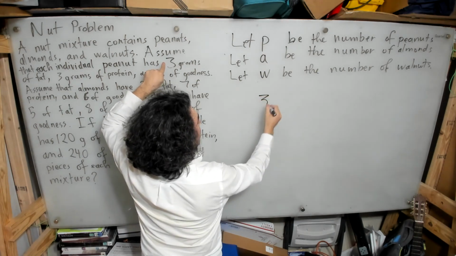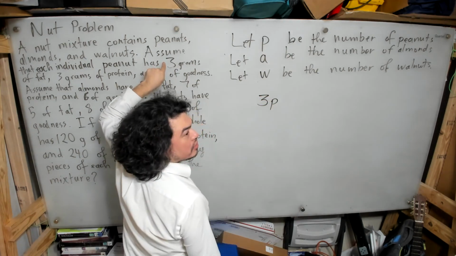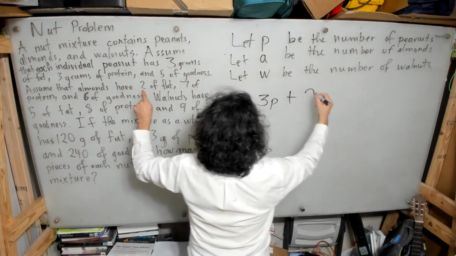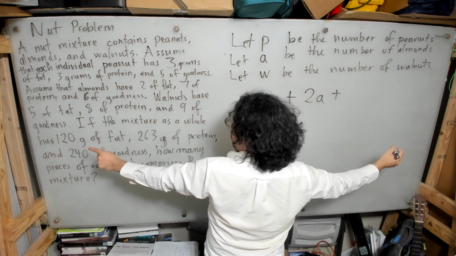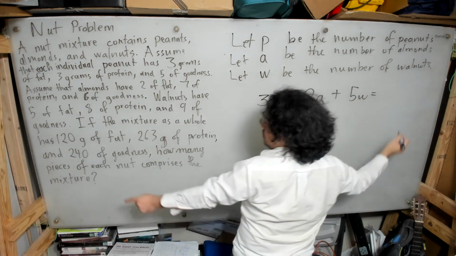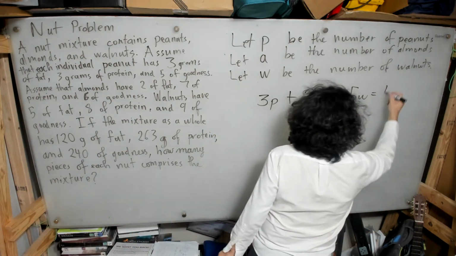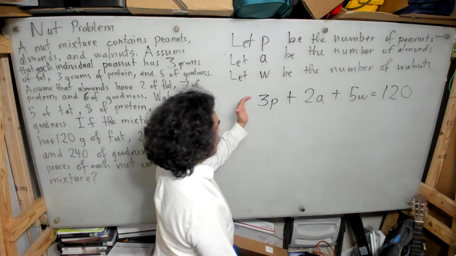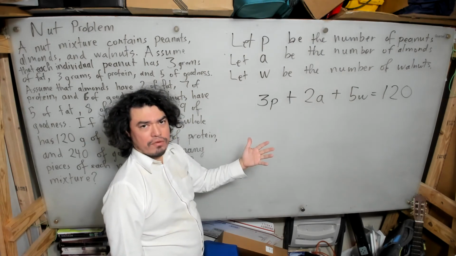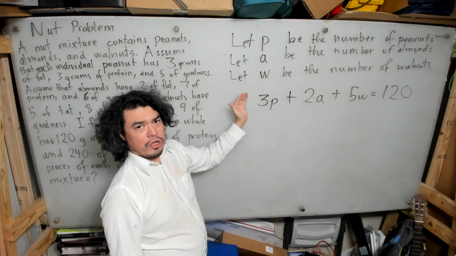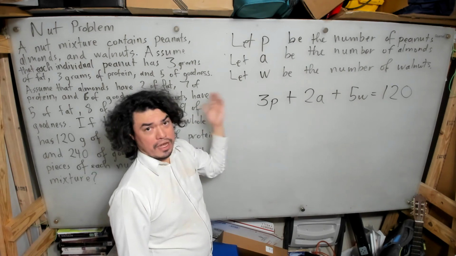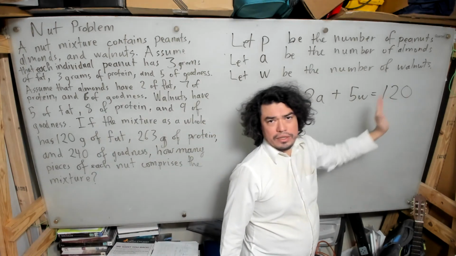So I can say 3 times P, 3 times the number of peanuts, plus 2 times the number of almonds, plus 5 times the number of walnuts, will give us 120 grams in total. So you see, this is our first equation of our system. And this equation, as you already can tell from our discussion, represents the constraint on these numbers of peanuts, almonds, and walnuts that comes to us from the fact that the mixture has 120 grams of fat. So we can think of this as the fat equation.